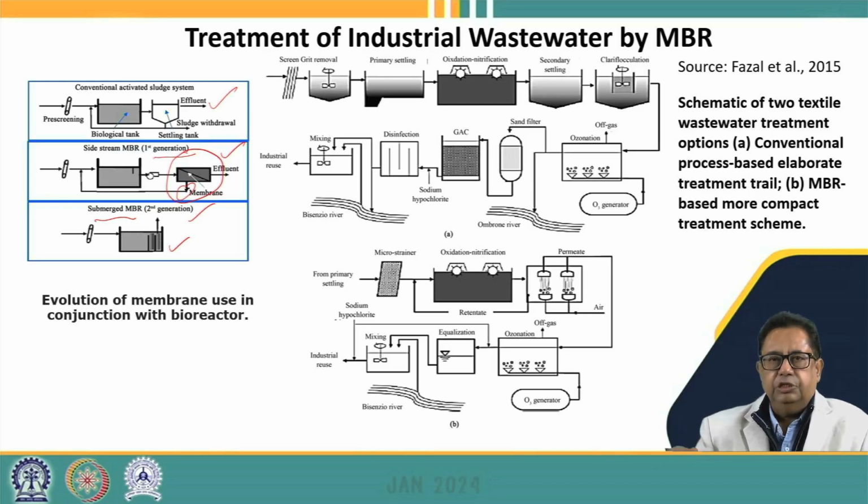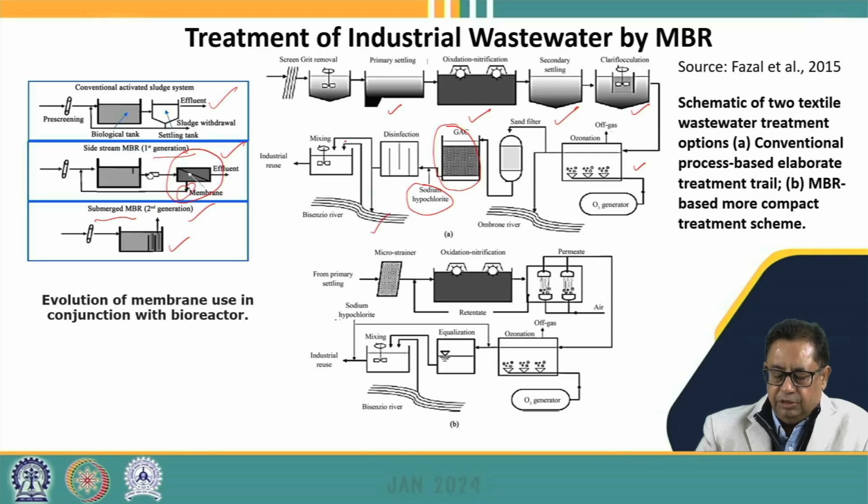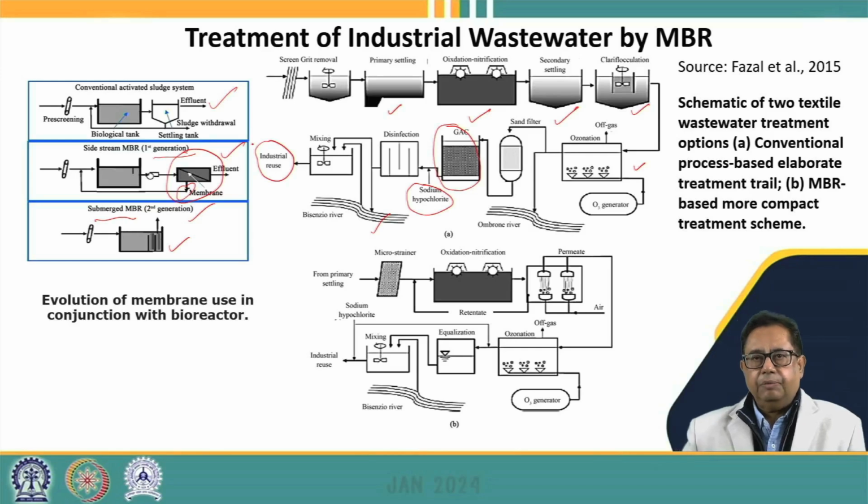So for example, if we see the textile wastewater here, it passes through the screen or grid, then through primary settling, then it goes to oxidation and nitrification. Then it goes to a secondary clarifier, that is, secondary settling. Then clariflocculation is needed, after which ozonation of the textile wastewater needs to be done, after which it passes through a sand filter and granular activated carbon, and we add sodium hypochlorite so that disinfection can be done. Later on this water can be directly put into the river, or it can be mixed with fresh water so that it can be reused for industrial purposes.